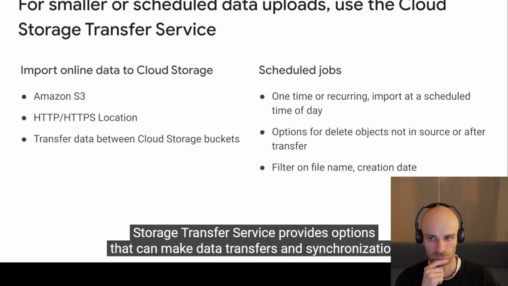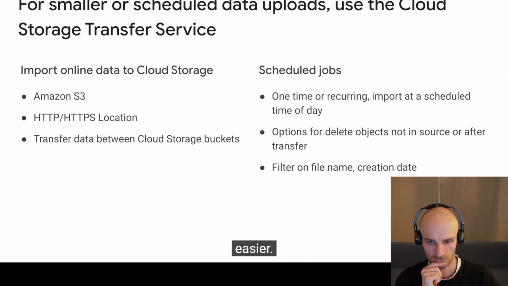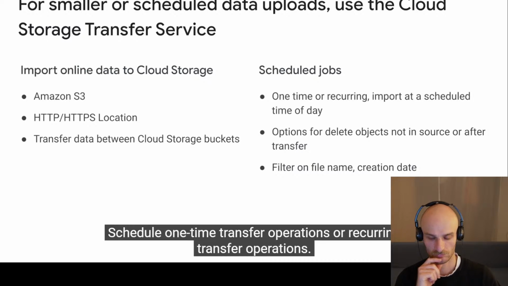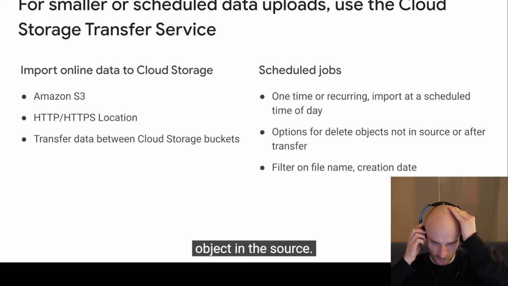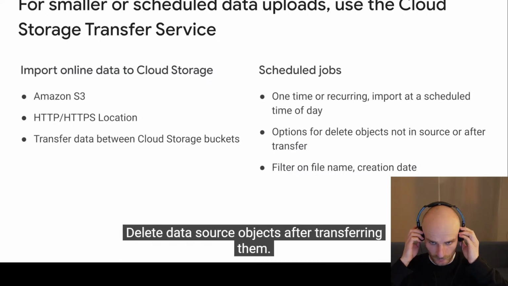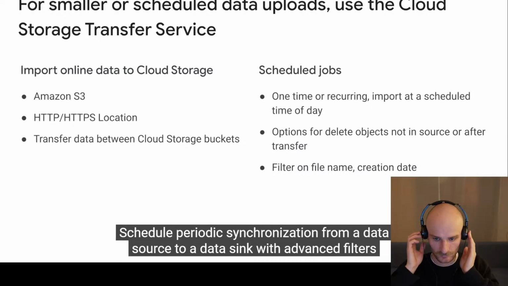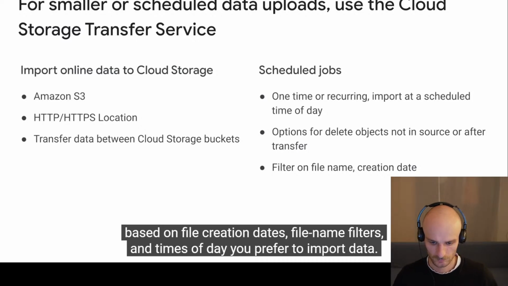Storage Transfer Service provides options that can make data transfers and synchronization easier. For example, you can schedule one-time transfer operations or recurring transfer operations. Delete existing objects in the destination bucket if they don't have a corresponding object in the source. Delete data source objects after transferring them. Schedule periodic synchronization from a data source to a data sink with advanced filters based on file creation dates, file name filters, and times a day you prefer to import data.